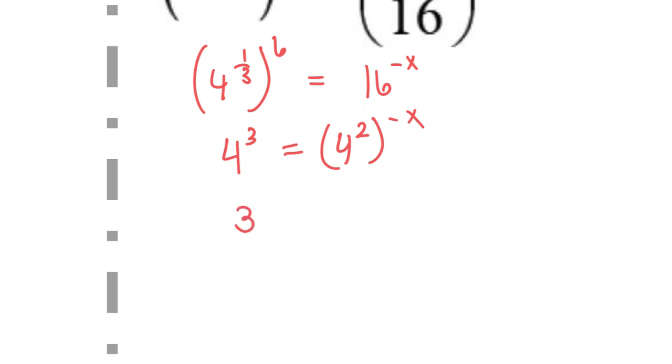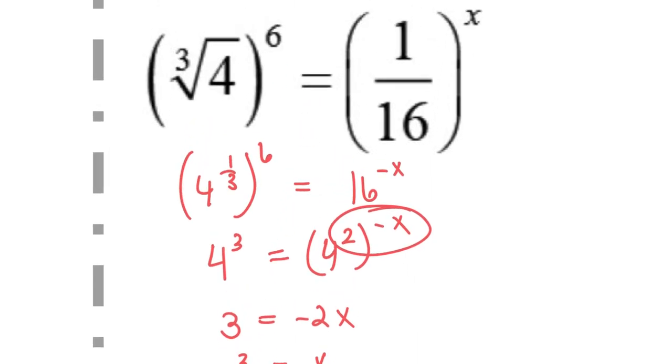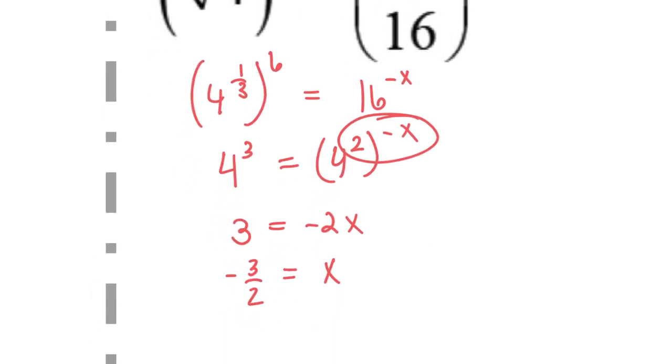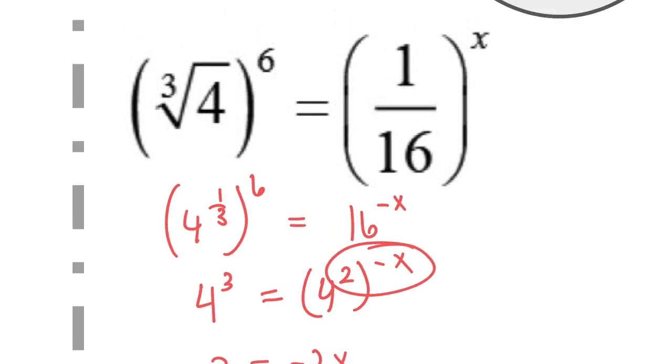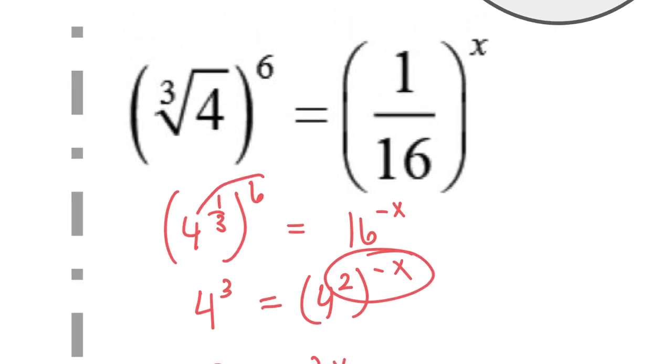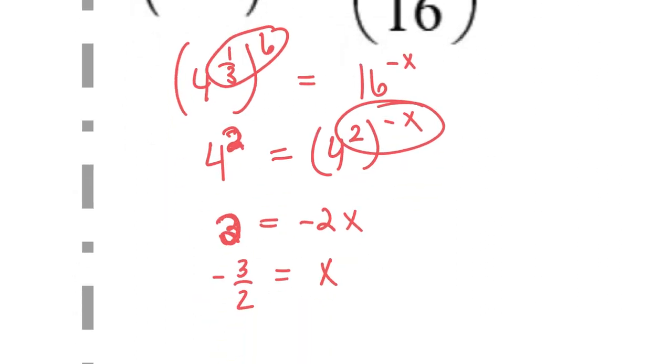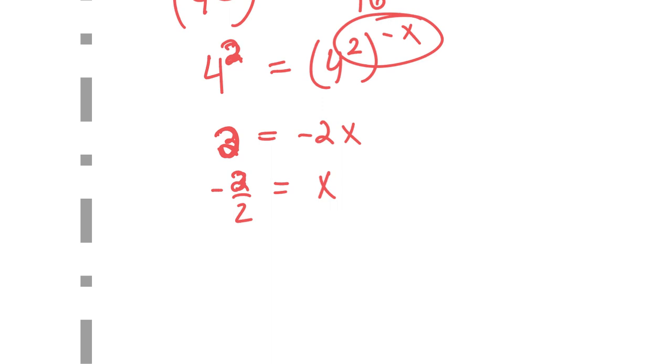So we would get 3 equals -2x, power to a power, multiply. So x equals -3 halves. How did it go from what? Oh, multiply these. Oh, it's 2. It's 2. I'm sorry. So x equals -1. Thank you.